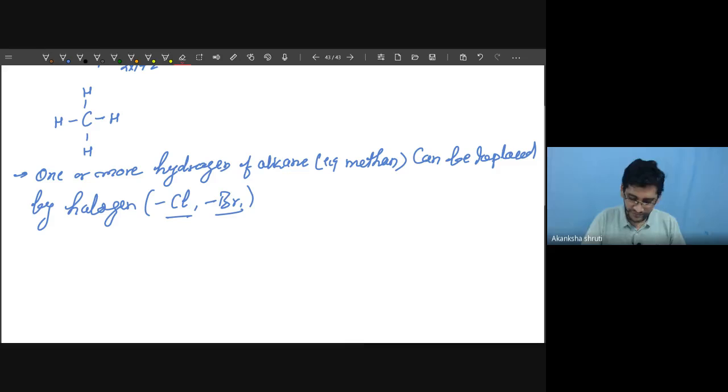So what is that? The condition is that these two can react in presence of ultraviolet light. Ultraviolet light gives the sufficient energy for their activation. Even in many places, only the light is written, but the better one is the ultraviolet. Because in questions or in many examinations, it is asked which part of light. So, right, one or more hydrogen of alkane can be replaced by halogen in presence of UV ray.